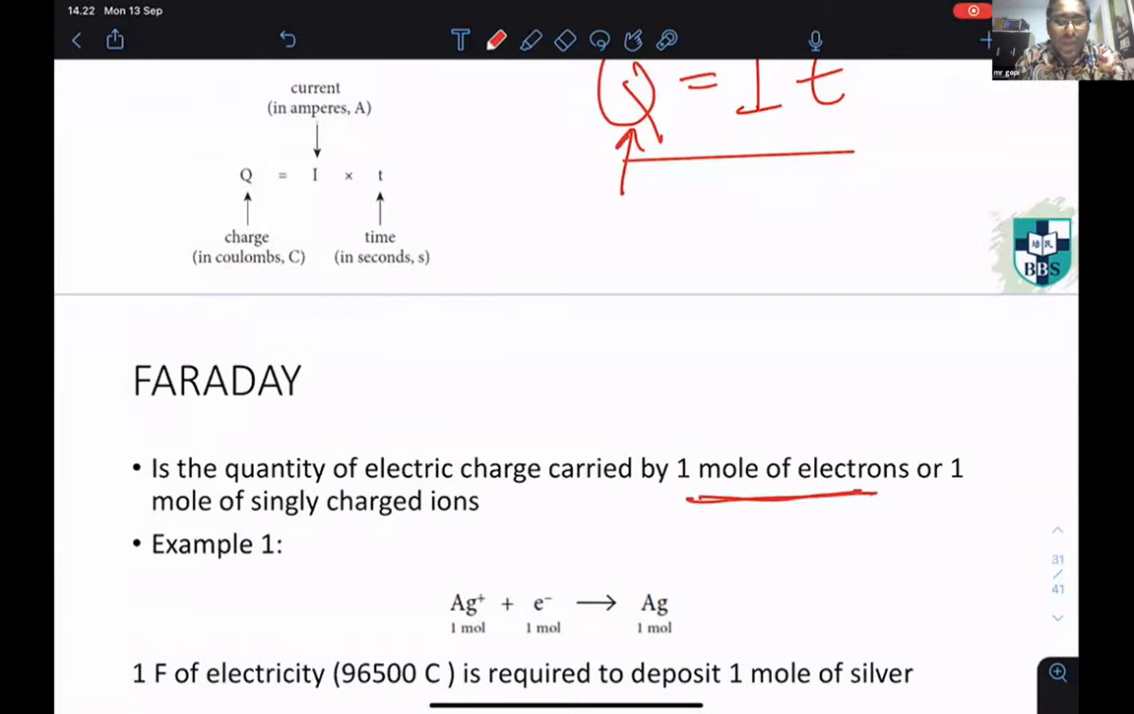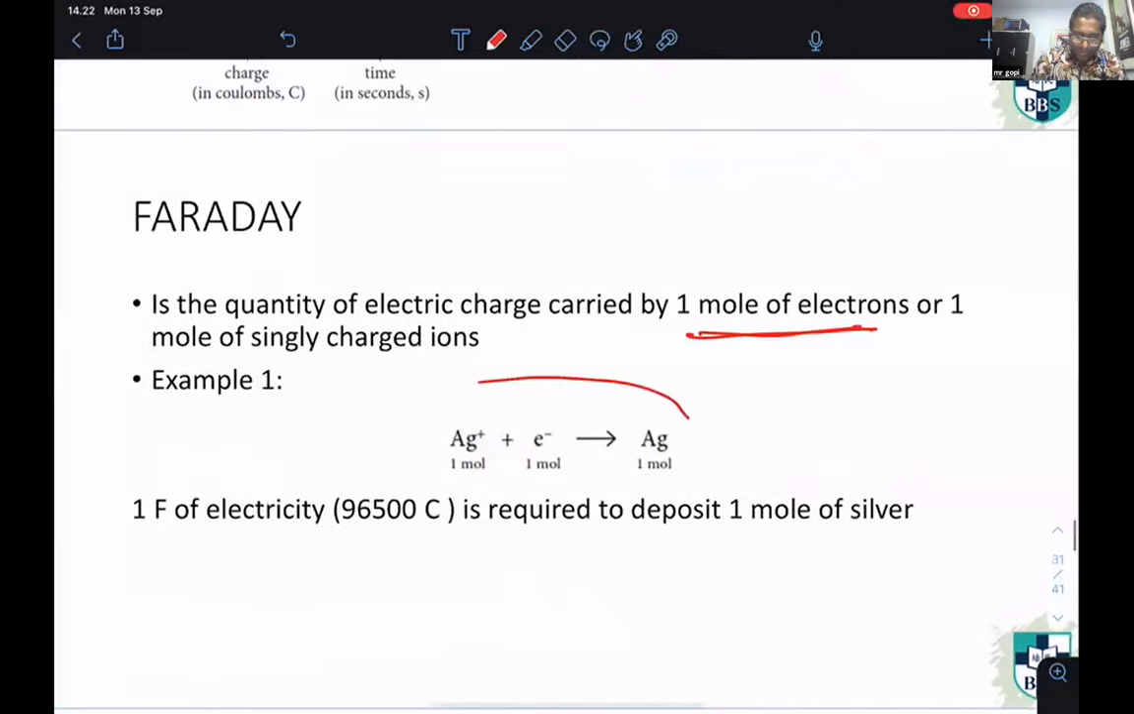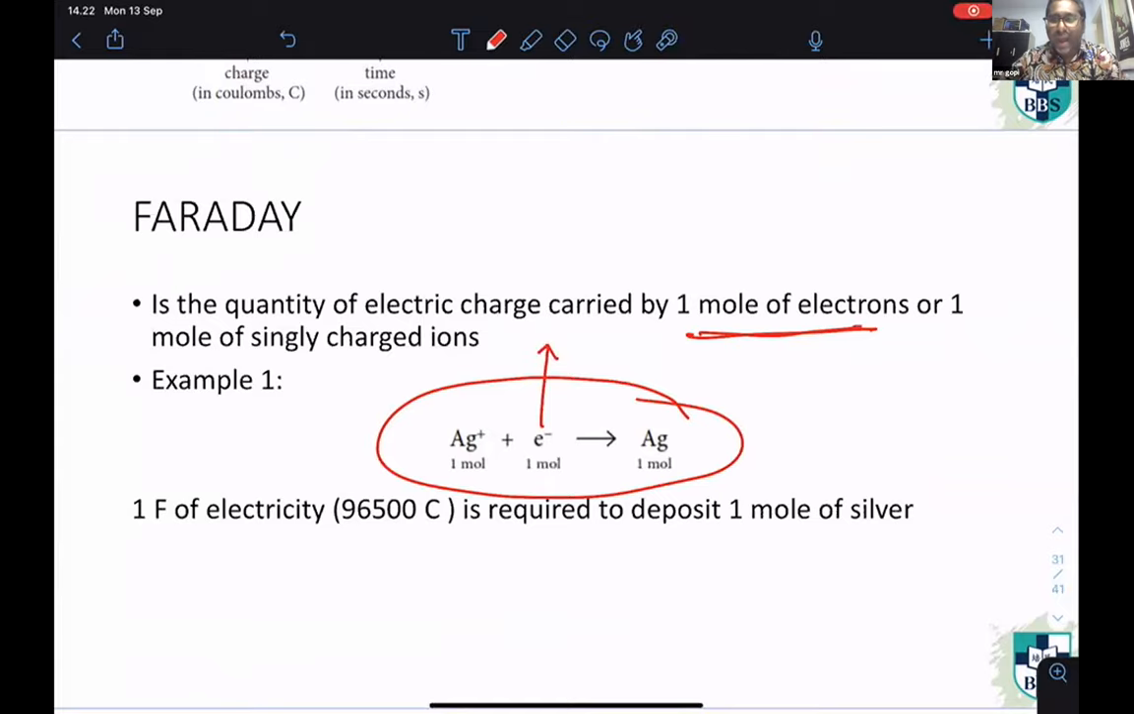So the charge, let's say, for example, if I have an equation with one mole of electrons, what is the charge carried by this equation? What conclusion can I come up with? The conclusion is quite simple. One mole of silver can be deposited if I use one Faraday. One Faraday for one mole. So it means that one Faraday, one mole.